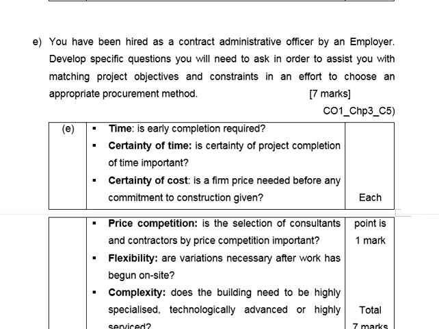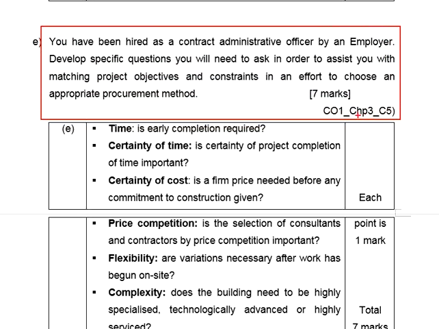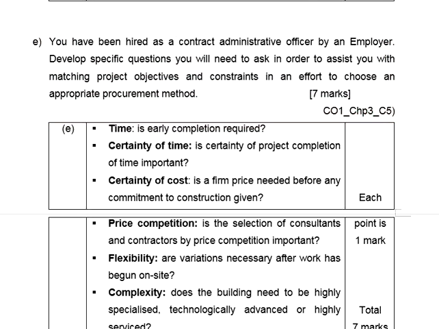Why is this level 5? Because it involves selections, choosing an appropriate procurement method. While choosing the appropriate procurement method, there will be a series of questions that you need to ask yourself before you can decide which procurement method is suitable. The question here seems to be okay. It will be either 5 or 6.